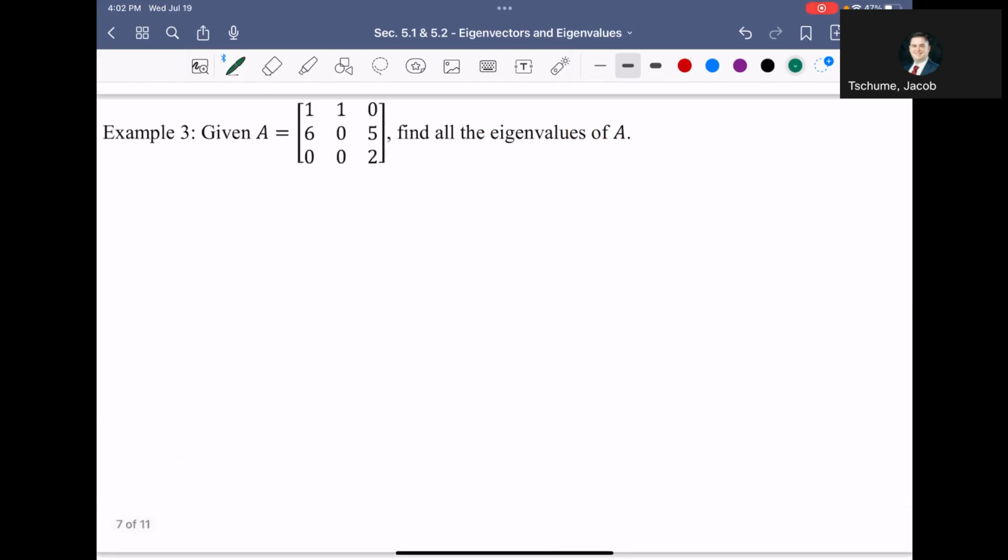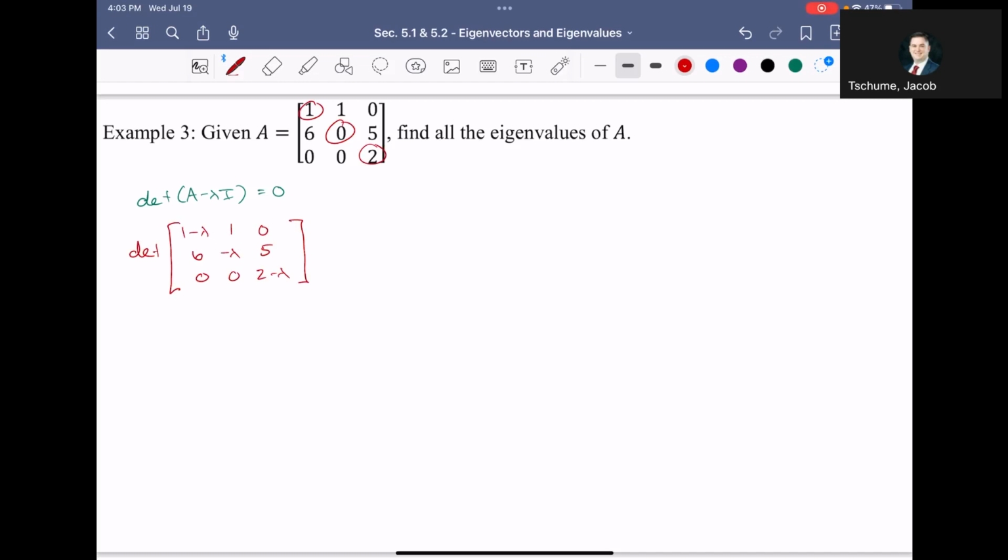Well, once again, we need to take the determinant of A minus lambda I and set that equal to 0. So what that means, remember, A minus lambda I, you're going to take the entries on the main diagonal and you're just going to subtract lambda from them. So this is asking us to find the determinant of 1 minus lambda, 1, 0, 6. The middle one will become 0 minus lambda, which is just negative lambda, 5, and then 0, 0, 2 minus lambda.